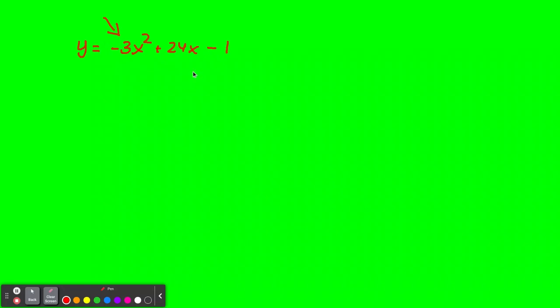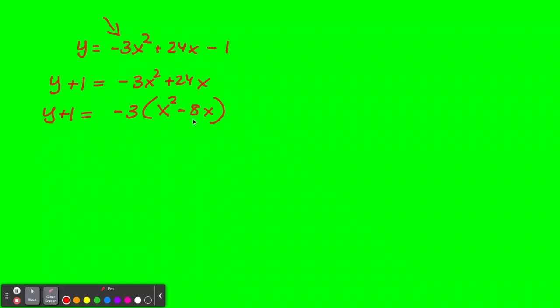First thing is, let's get rid of that negative 1. So it's going to be y what? Y plus 1 equals negative 3x squared plus 24x. Now we want to also clean this up a little bit. We can factor this. So we'll say y plus 1, we'll take out the negative 3, and we'll say it's x squared minus 8x. Right? We just factored that out.